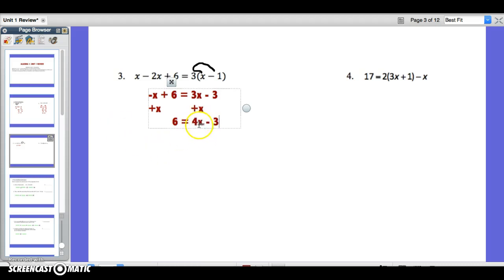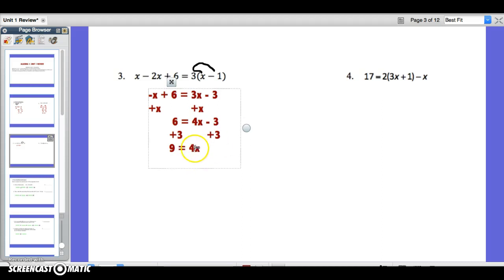I'm starting to isolate the x. I have it here on one side of the equal sign, so that's great. The next thing I'm going to do is try to move this constant to the other side. Since it's subtracting 3, the inverse operation to subtraction is addition. So I'm going to add 3 to both sides to eliminate that constant on that side. And I'm going to be left with 9 is equal to 4x.